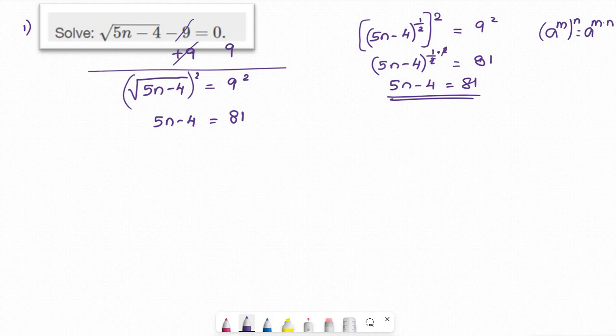Okay, so we want to find the value of n. For that we can add 4 on both sides, so it cancels out. So 5n is equal to 81 plus 4, 85. Divide both sides by 5.